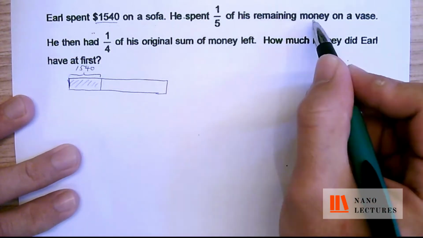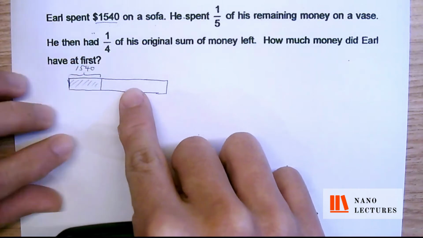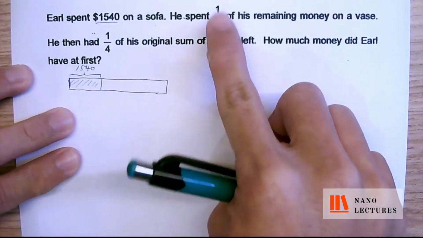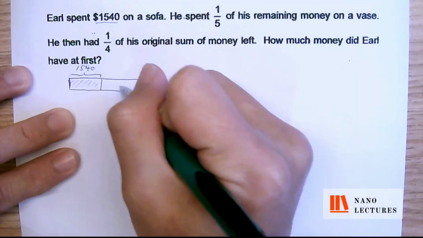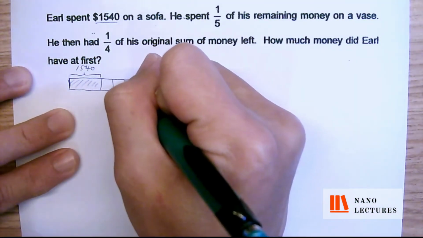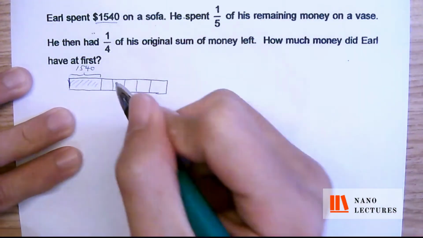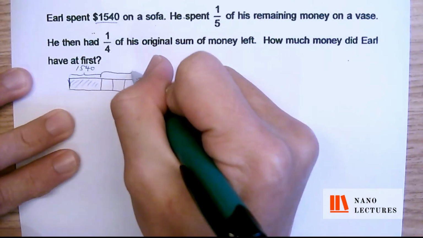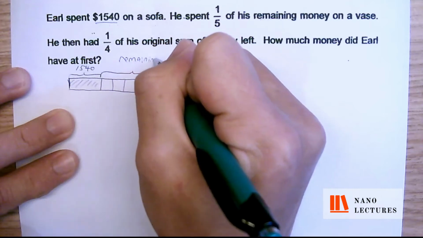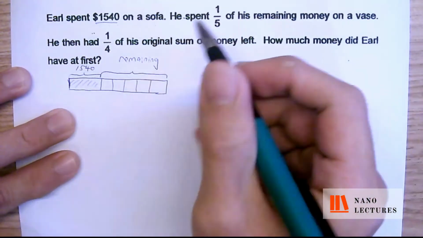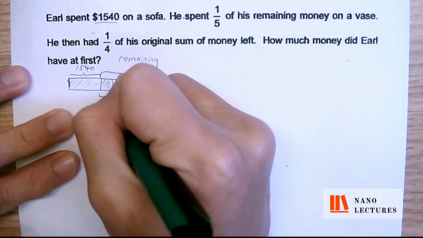Then they said that he spent 1/5 of his remaining money. So after he spent this much, this is the remaining money, right? Since he spent 1/5, it means over here got 5 units. So 5 units, I'm going to draw 4 lines. 1, 2, 3, 4. They're quite equal. So this is the remaining money. Now I'm going to shade this one again, and put this as the vase.